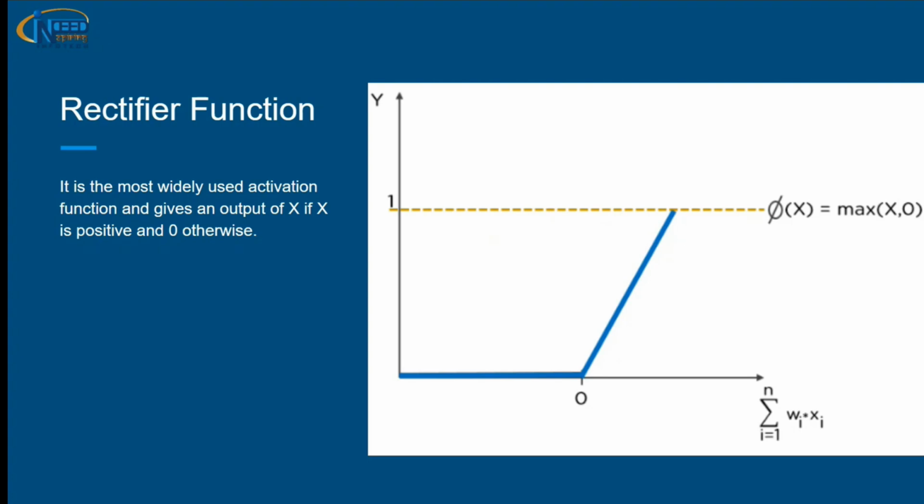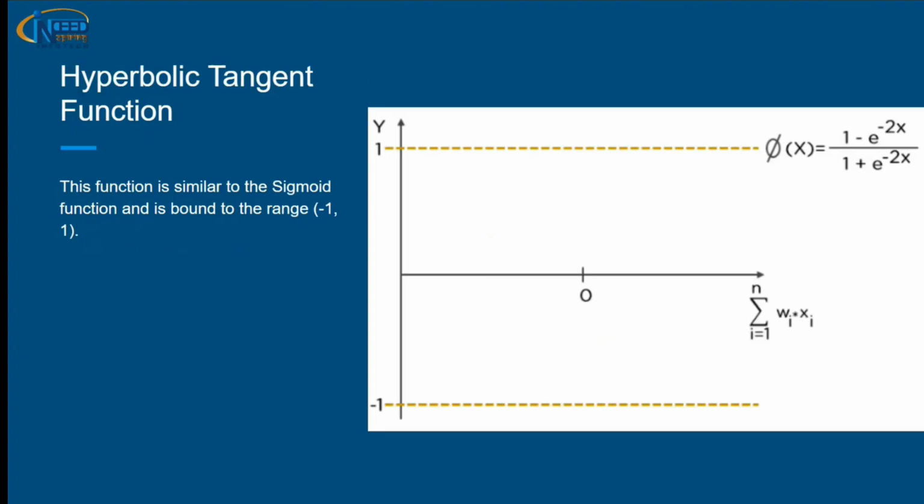Okay, so it is the most widely used activation function and gives an output x if x is positive, 0 otherwise. We have the hyperbolic tangent function also. This is similar to sigmoid, but the range changes. Here the range changes from -1 to 1. So similar to sigmoid, but the range changes. I hope you are getting that.